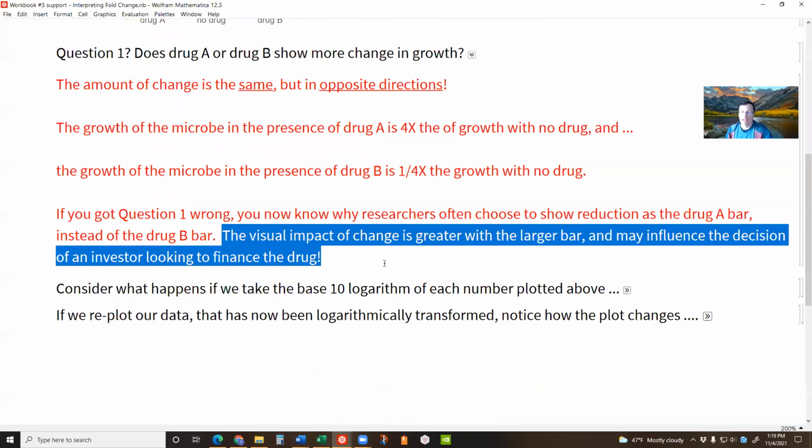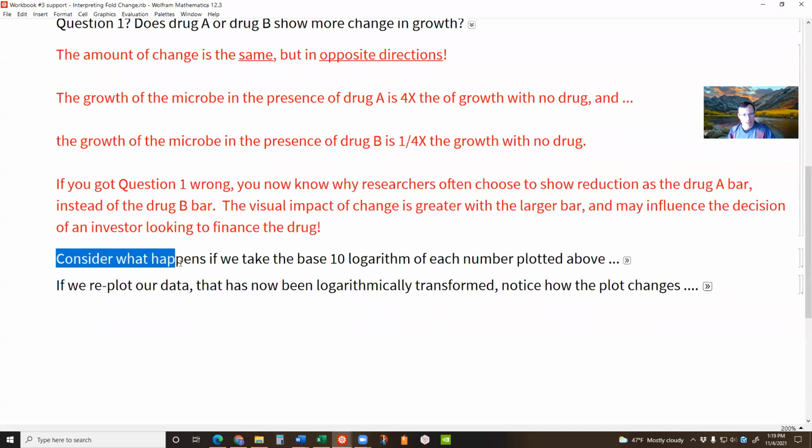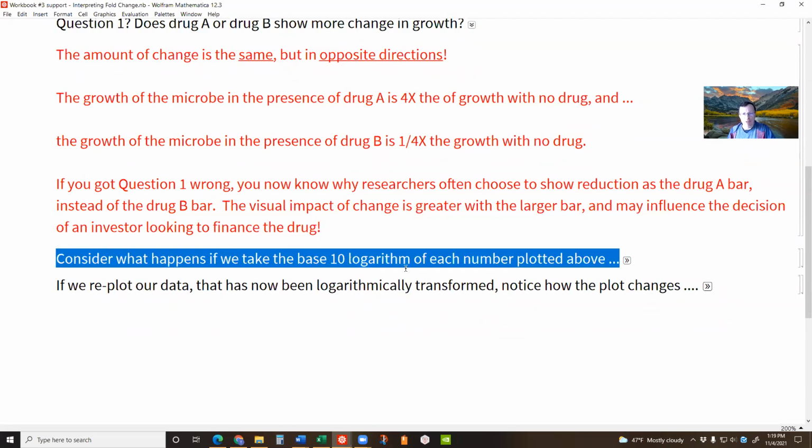Very soon in class, remember at the start of the course, I said I want you to have a calculator, and that calculator's got to have a log button in it. Very soon in the course, we're going to be pressing those log buttons in the calculator. So let's continue here. Consider what happens if we take the base 10 logarithm of each number plotted above.